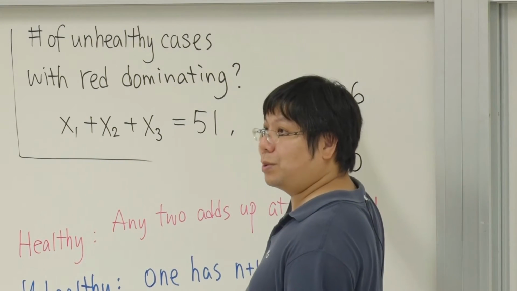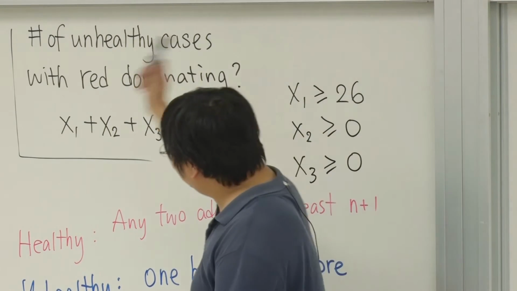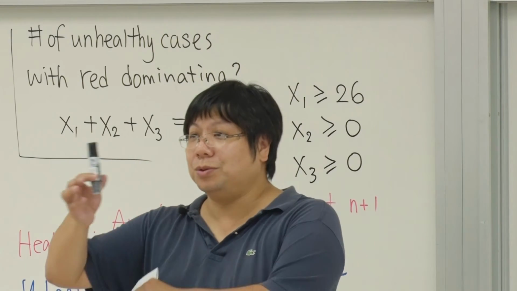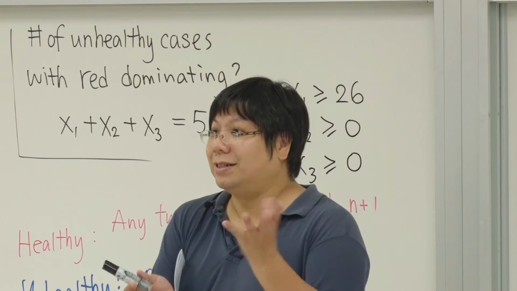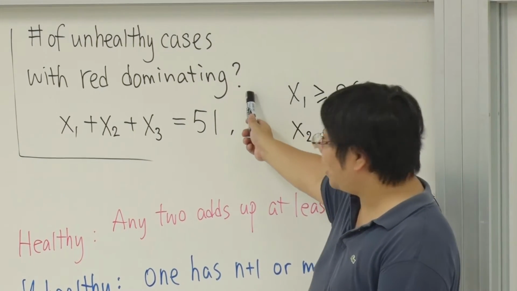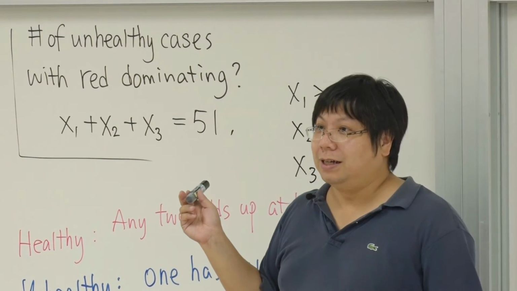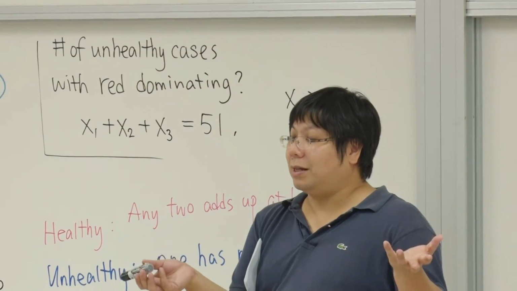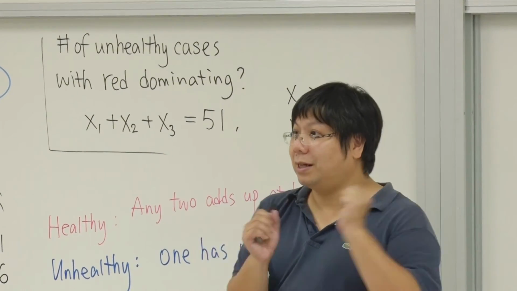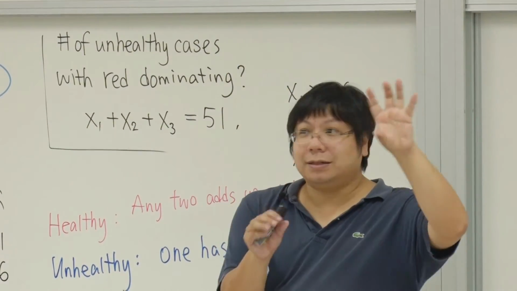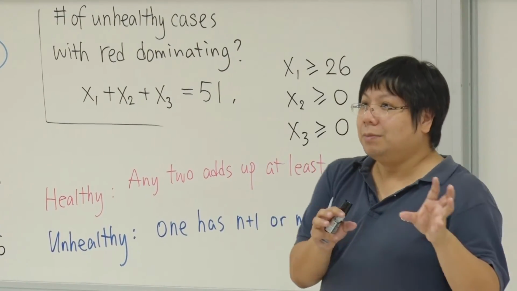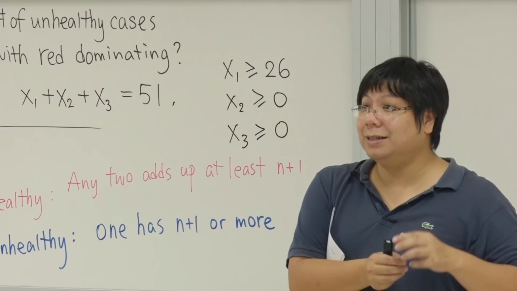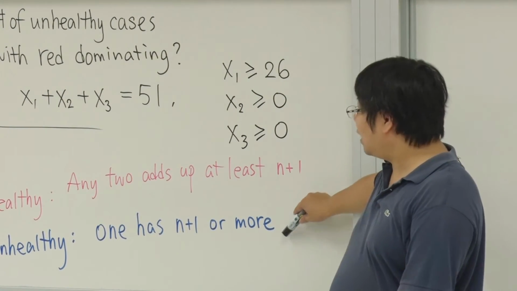Because x1 is greater than or equal to 26, and the others are greater than or equal to 0, we just put 26 to x1 first. So we are asking how many ways there are for 3 numbers to add up to 25. We get this, so we can find the number of unhealthy cases where red is dominating. We can also find how many unhealthy cases where orange is dominating, and similarly black. And we are not double counting, because when red is dominating, orange cannot be dominating. There is only one group dominating. Is that okay?